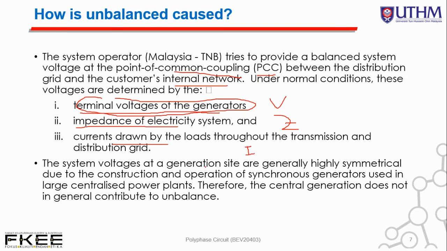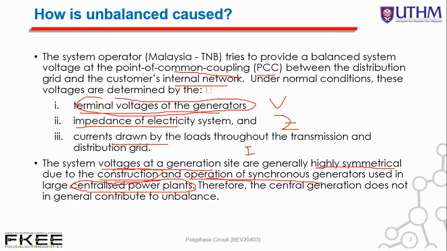Okay. So the system voltage and generation side are generally highly symmetrical. This is something like a disclaimer. We have said that voltage at the generation side is generally highly symmetrical, or balanced. Due to the construction and operation of synchronous generators used in large centralized power plants, we are able to control what is actually happening at the centralized power plant, in terms of the construction of the generator itself or the operation of the system.